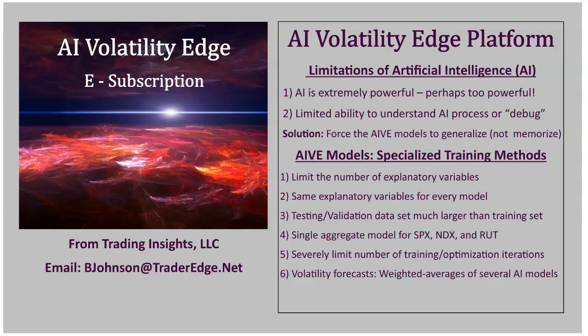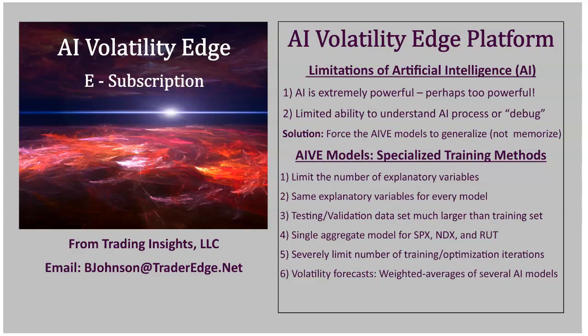It's actually like a nonlinear, supersized matrix algebra problem. And our only solution is to be able to try to force the AI models to generalize and not memorize data. So in effect, I've adopted over the past 20 years a number of specialized training methods, which I've actually applied to the AI volatility edge models. Specifically, one, limit the number of explanatory variables.